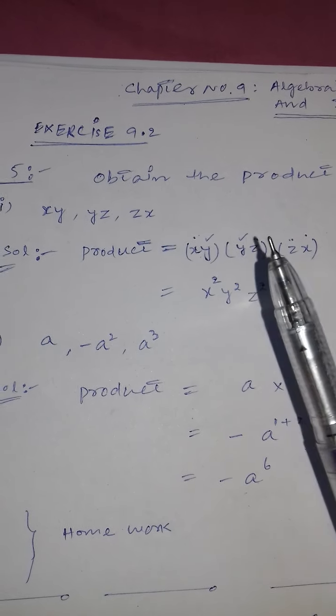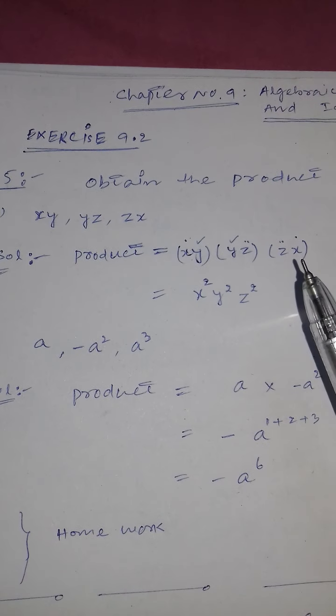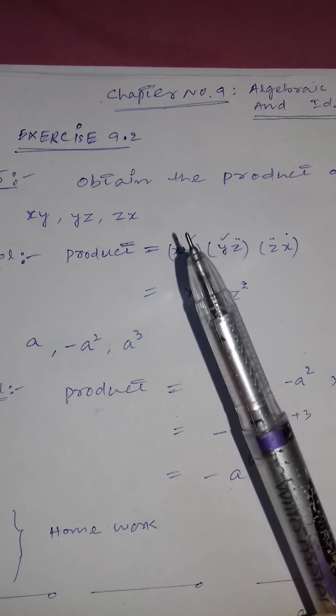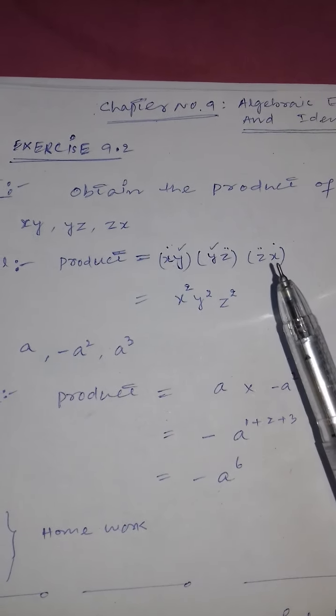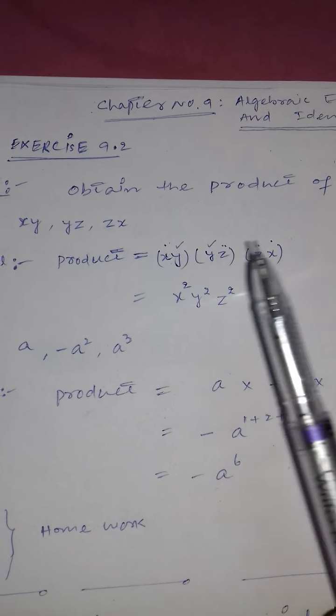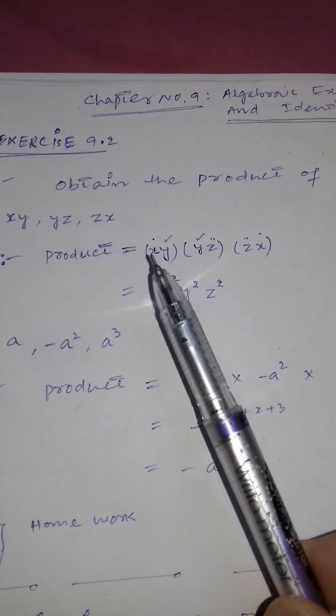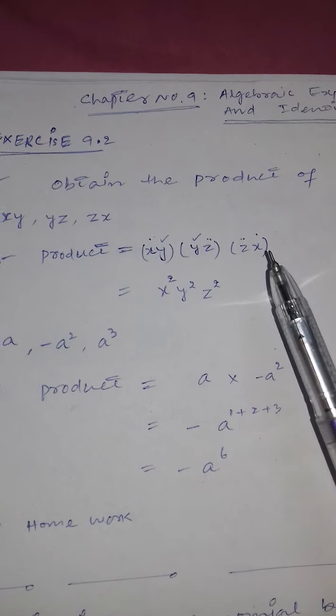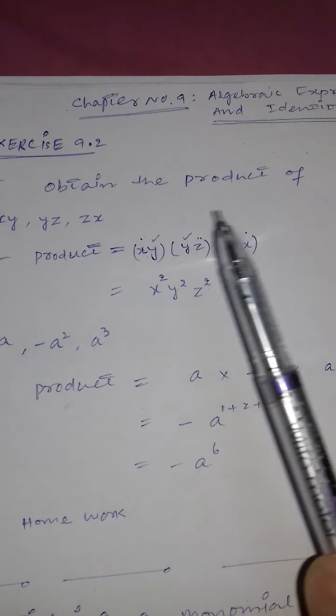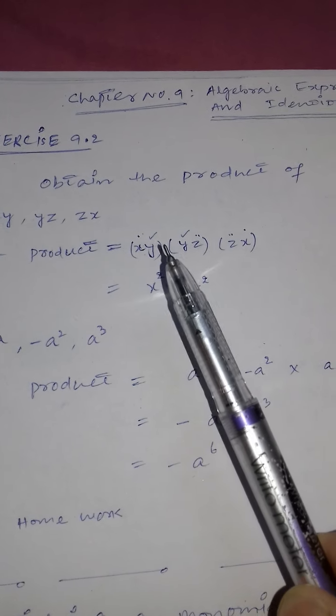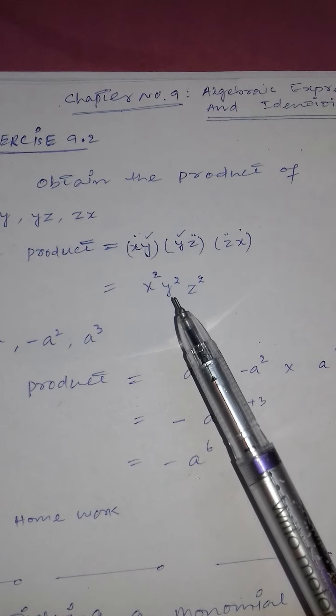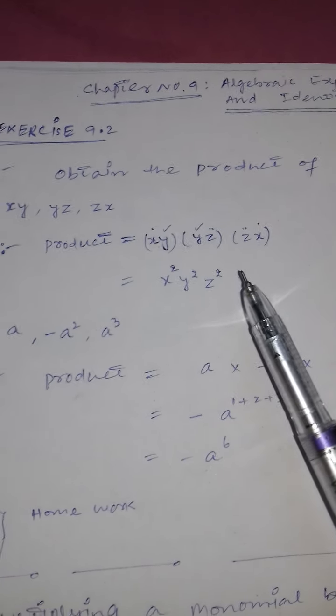Write down xy into yz into zx. First of all, you can see x and x, 2 times x, means x into x, that is x square. Actually x is power 1, x is power 1, the bases are the same, so powers are added, 1 plus 1 is 2. That's why I have written 2 here. Similarly y into y is y square, z into z is z square.